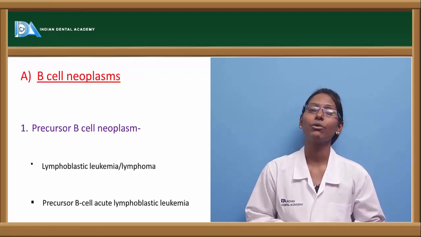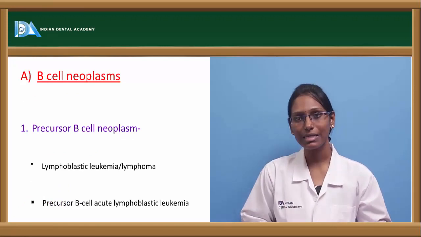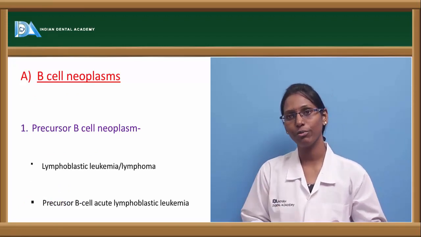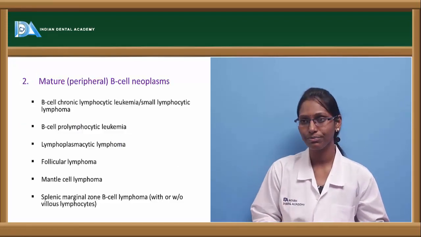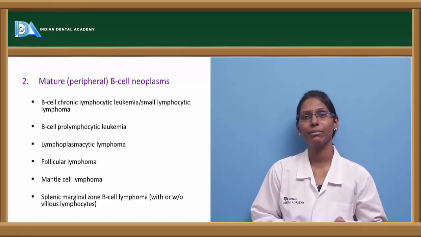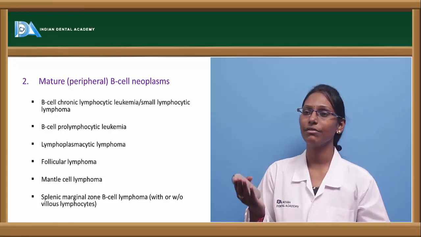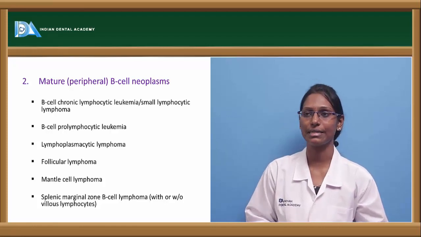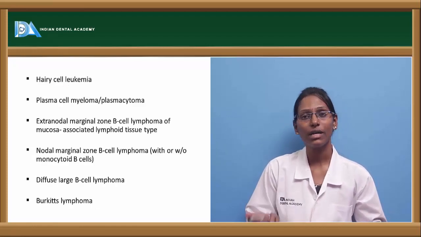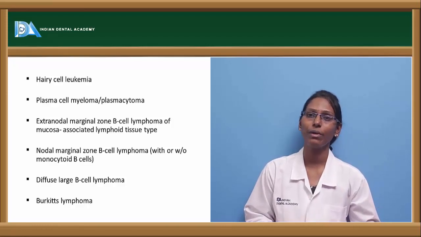Now coming to B cell neoplasms, that is precursor B cell neoplasms, we usually have lymphoblastic leukemia or lymphoma. We have precursor B cell acute lymphoblastic leukemias, and in mature or peripheral B cell lymphomas, we again have lymphoplasmacytic lymphomas, follicular lymphomas, mantle cell lymphomas, etc. We also have hairy cell leukemias, diffuse large B cell lymphomas, Burkitt's lymphoma, etc.